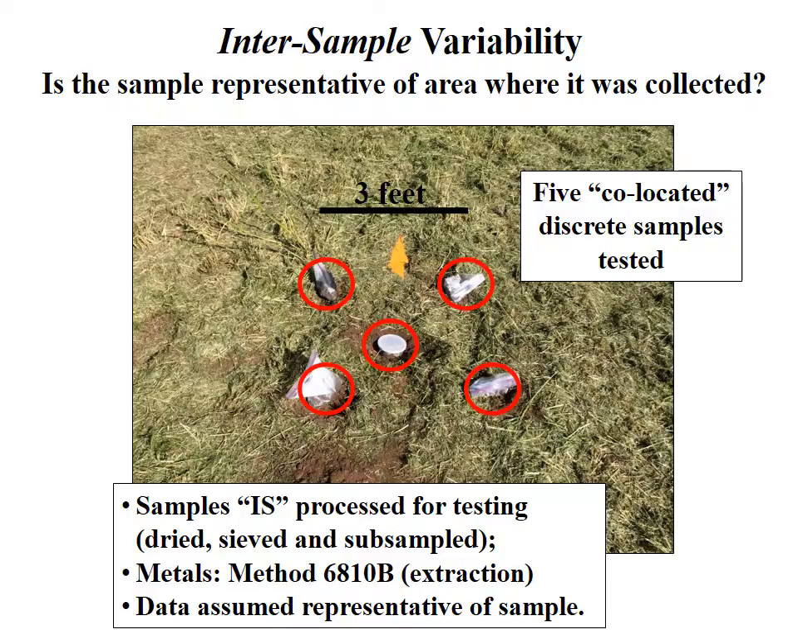In this case, for the metals, we used method 6810B. It's an extraction method by the laboratory. And you'll see later on there's some difference between the concentrations of metals reported for samples using an extraction method versus an XRF method. I'm not going to go into detail on that other than to say, for example, the arsenic concentrations reported using the XRF were much higher than the extraction method because of poor extraction. That didn't really affect the overall results of the data and conclusions. So again, these samples were processed and the data are assumed representative of that sample.